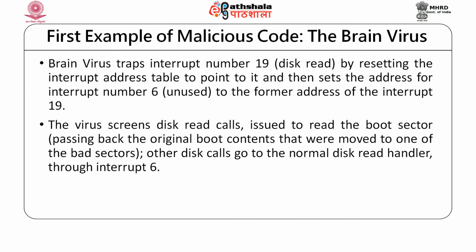It sets interrupt number 6, which is unused, at the address of interrupt 19. So now whenever a disk read is performed, it does not go to interrupt number 19, but it goes to interrupt number 6, where the virus has written its own instruction for reading. Now, what does the virus do? The virus screens the disk read calls issued to read the boot sector. It passes the control back to the original boot contents that were moved to one of the bad sectors, and other disk calls go to the normal disk read handler through interrupt number 6.